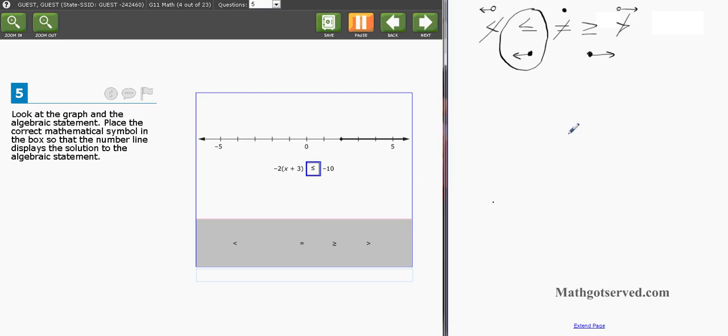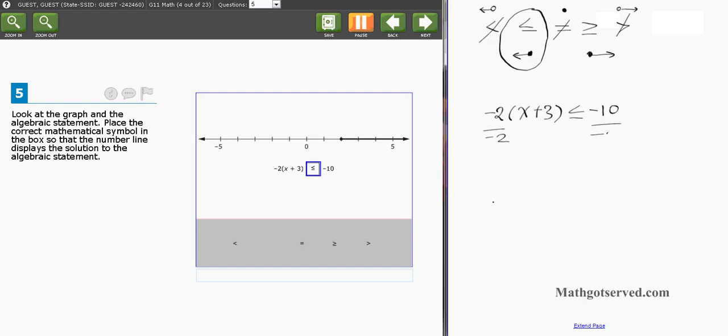Let's actually do the whole problem. Let's solve it so that you can see that our guess was actually correct. All right, so let's actually solve the problem. So we have negative 2 times x plus 3 is less than or equal to negative 10. We can divide both sides by negative 2. So divide by negative 2 and divide by negative 2.